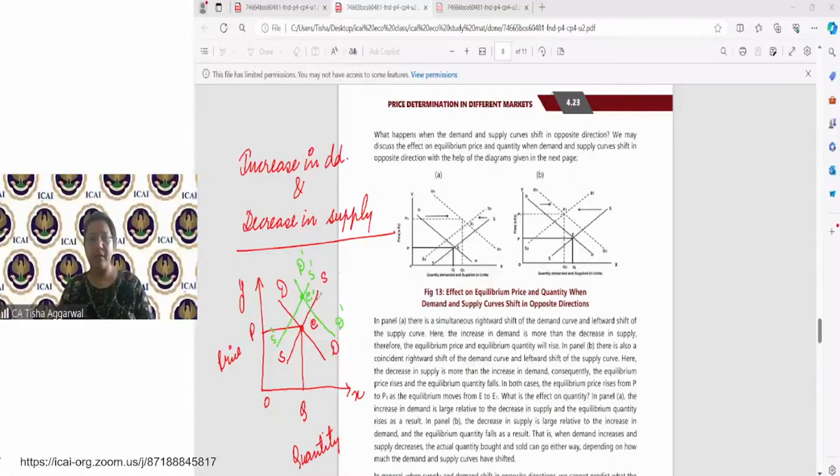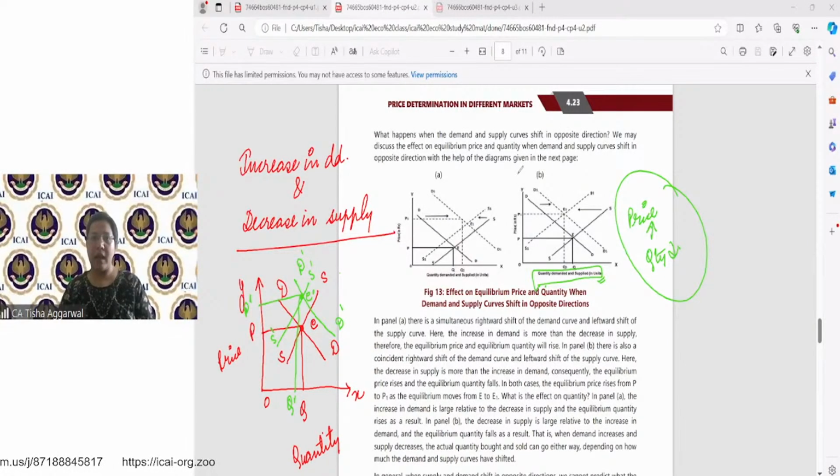If that is the scenario wherein the demand is increasing and the supply is reducing, look at this. The price is high and the quantity is reduced. Correct? Yes or no? So this is how the whole concept of quantity demanded and supplied takes place. Clear up till here? Yes or no?